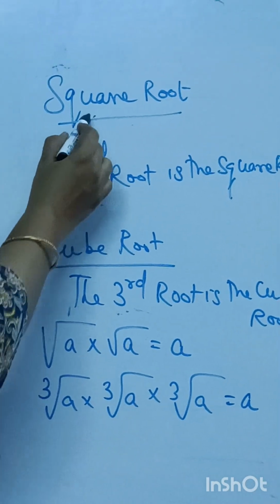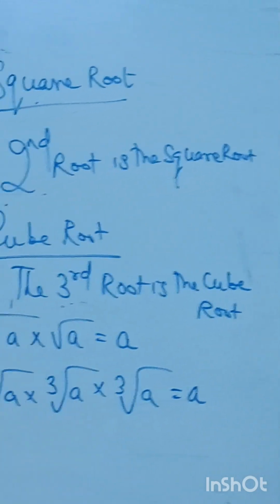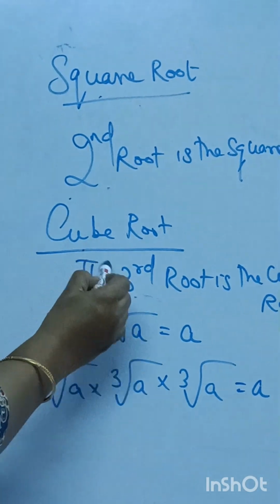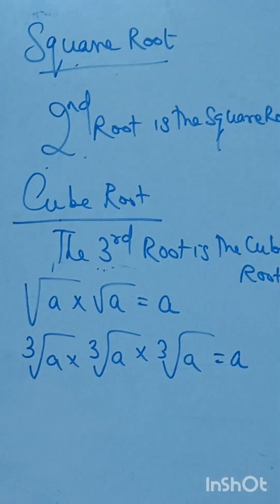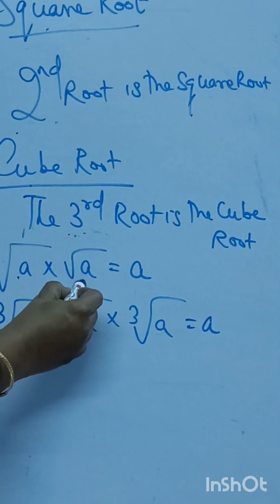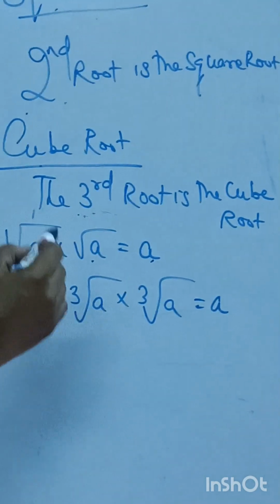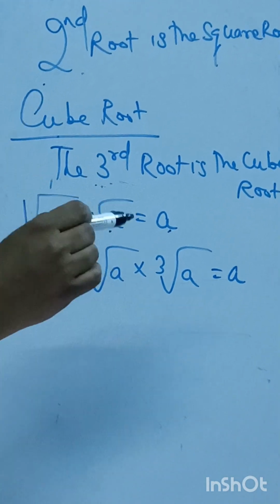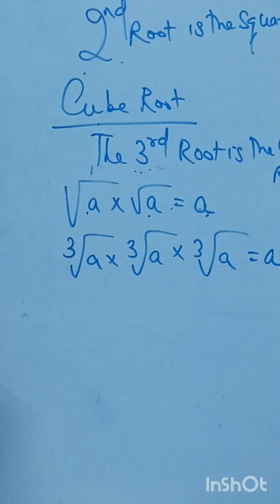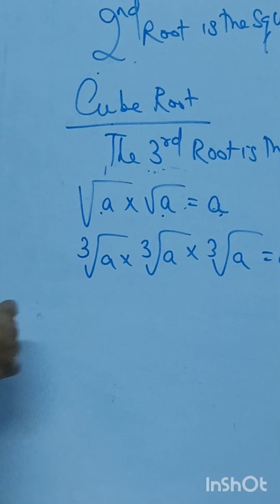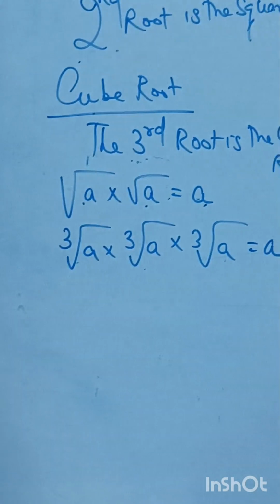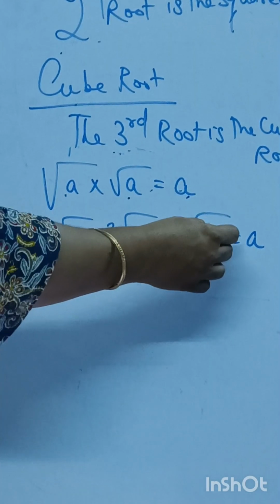What is meant by square root? The second root is the square root. What is meant by cube root? The third root is the cube root. Root a into root a will give the value a. So the square root is used 2 times in multiplication to give the value of a. Similarly, the cube root is used 3 times to give the original value.